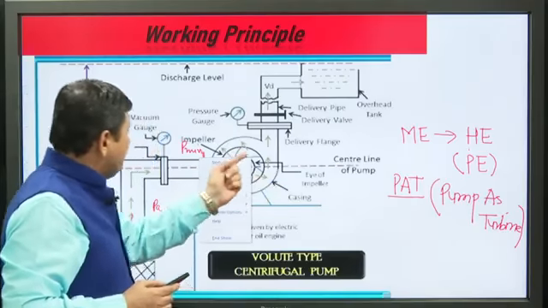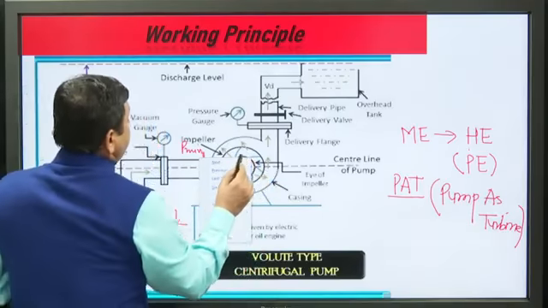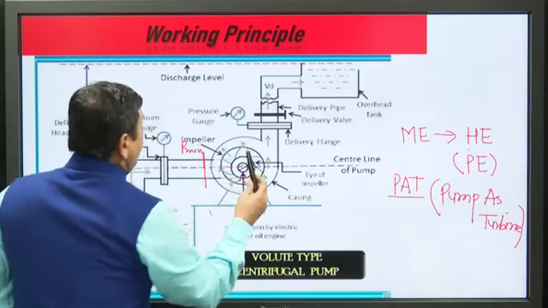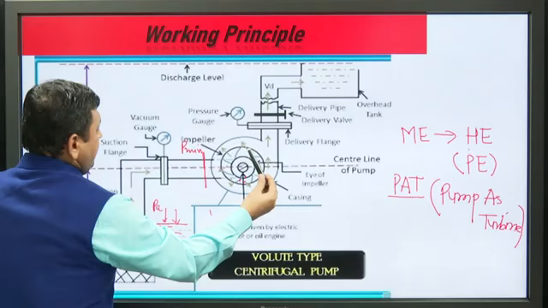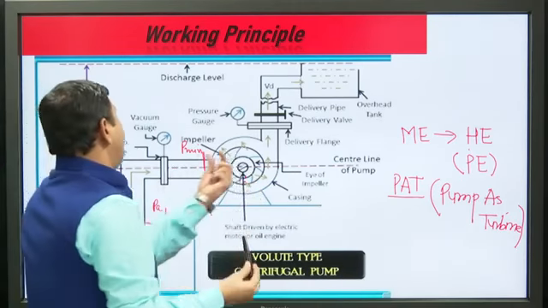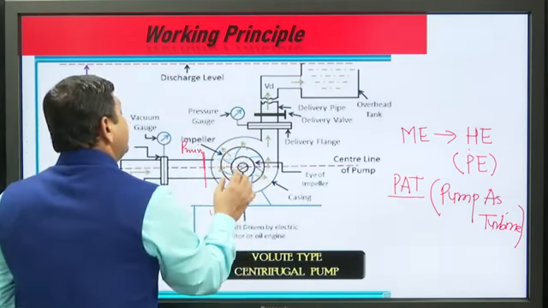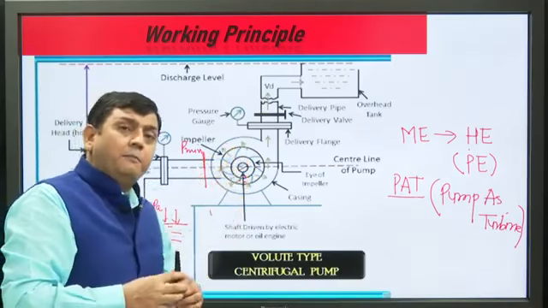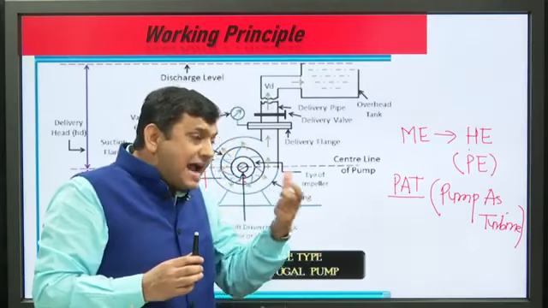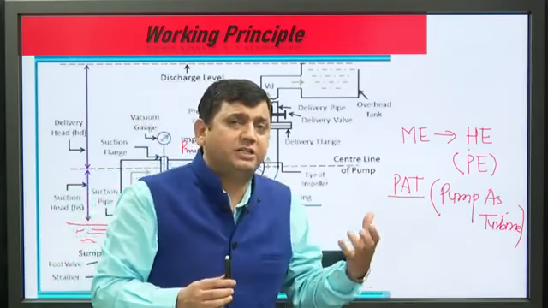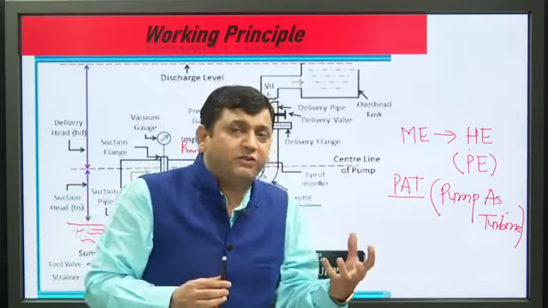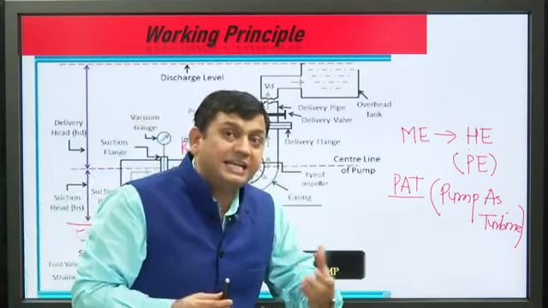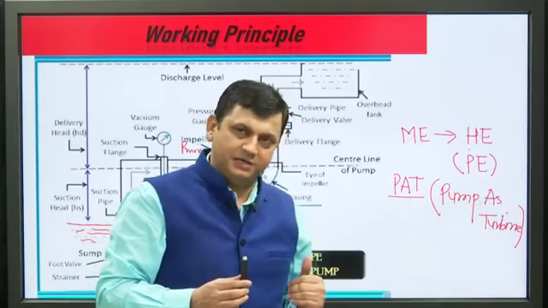See the space here, there is more space between the number of blades. It acts as a diffuser. What is the function of a diffuser? The function of a diffuser is to convert kinetic energy into pressure energy.